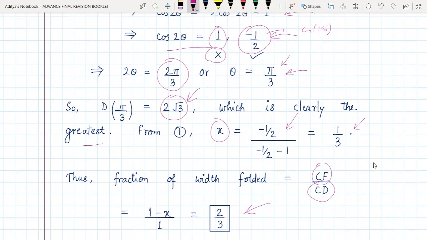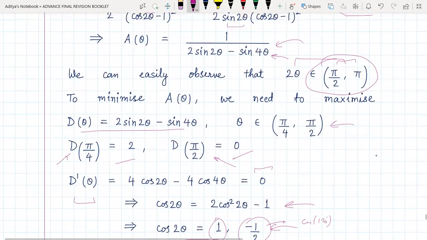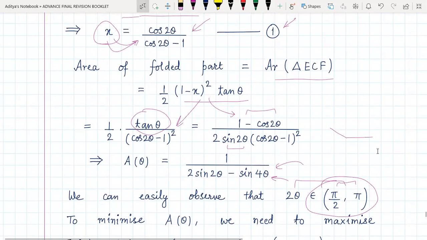And the main thing to notice in this question was that x and theta are two variables, but we need to convert everything into one variable in order to use the concepts of AOD that we have learned. If we had two variables, it does not become possible as per the syllabus, because we can't use Lagrange's multipliers or anything else, right? So the main feature of this question is that we must be able to convert one variable in terms of the other variable.